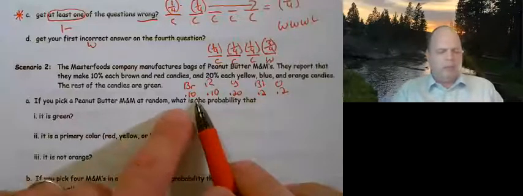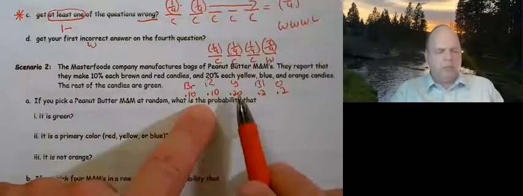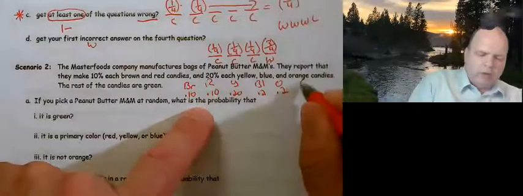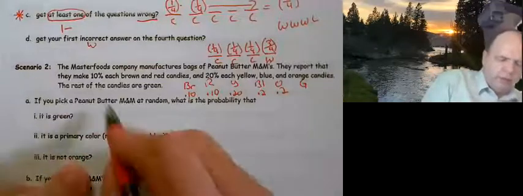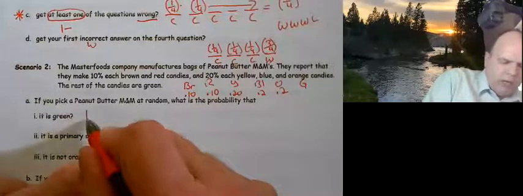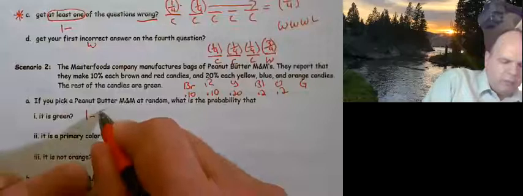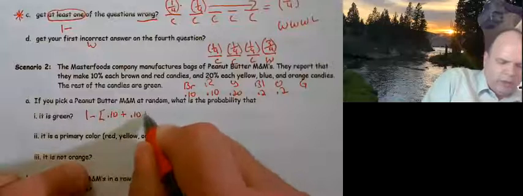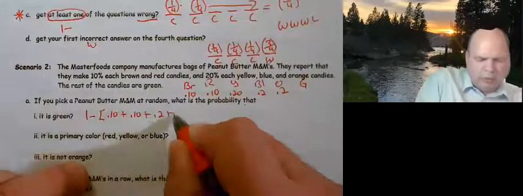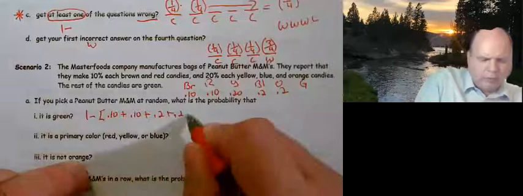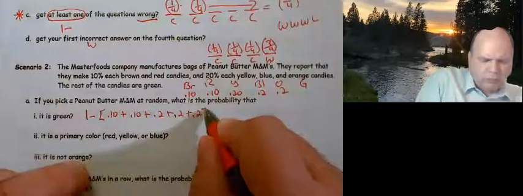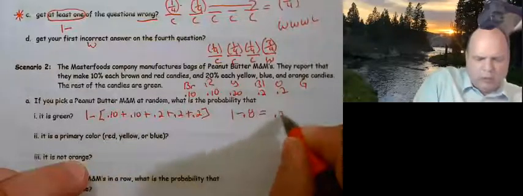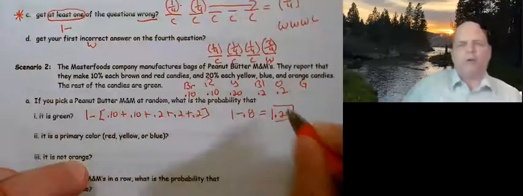When I add these up, 0.1 plus 0.1 is 0.2, 0.4, 0.6, 0.8. So green has to be 1 minus 0.1 plus 0.1 plus 0.2 plus 0.2 plus 0.2. Or 1 minus 0.8, and that needs to equal 0.2. So green is 0.20, or 20%.